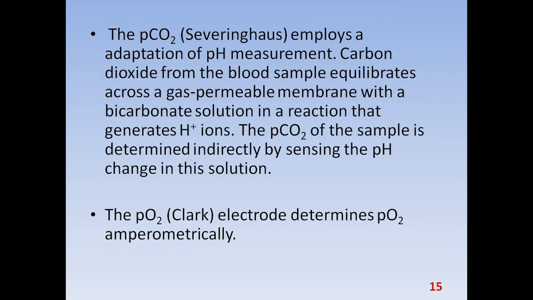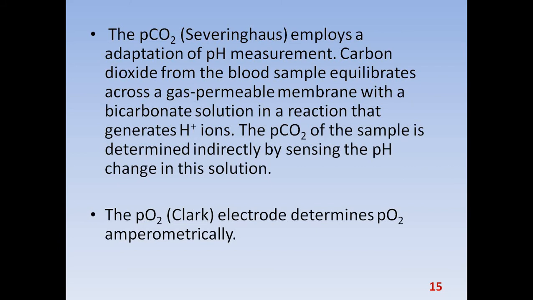Now in the Severinghaus electrode, for partial pressure of carbon dioxide, it employs an adaptation of pH measurement. Carbon dioxide from the blood sample equilibrates across a gas permeable membrane with a bicarbonate solution in a reaction that generates hydrogen ions. Now the partial pressure of carbon dioxide of the sample is determined indirectly by sensing the pH change in this solution.